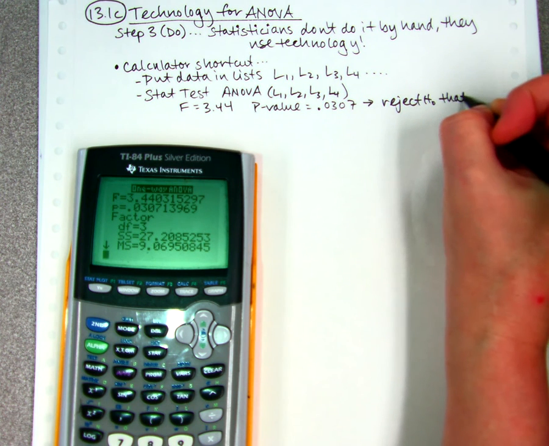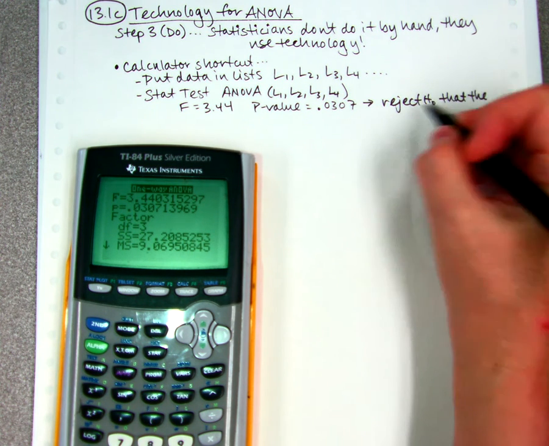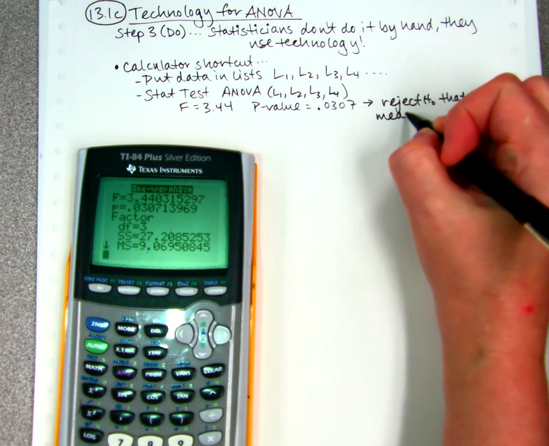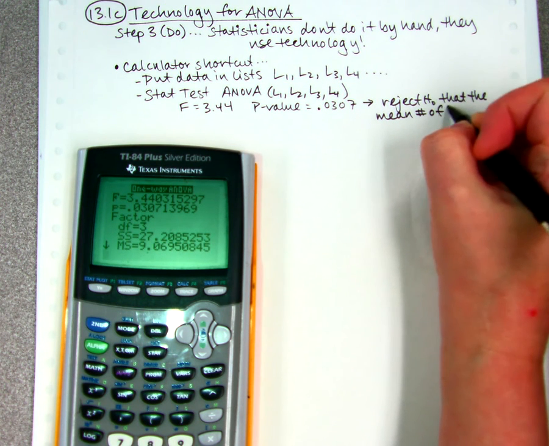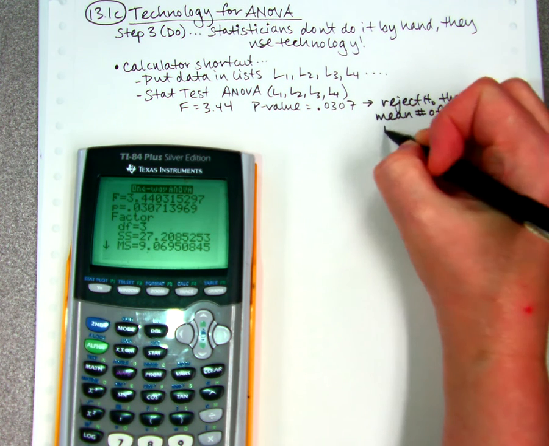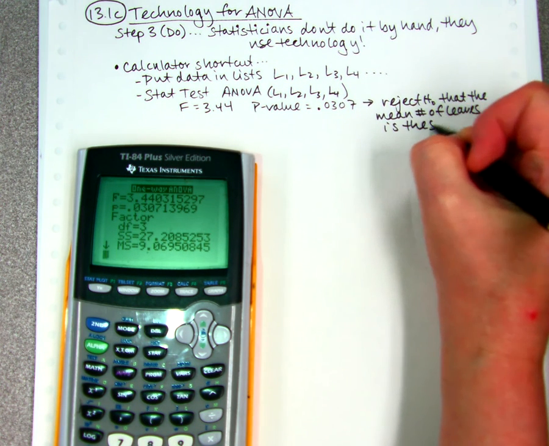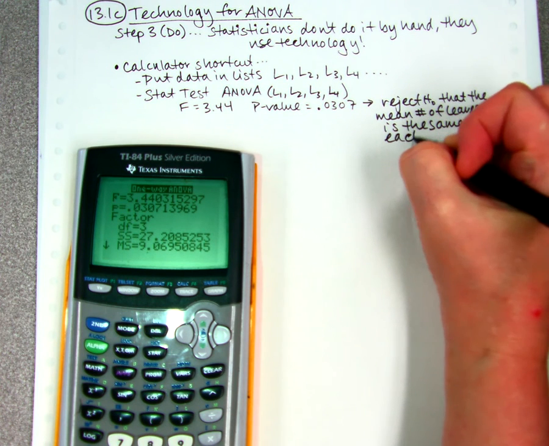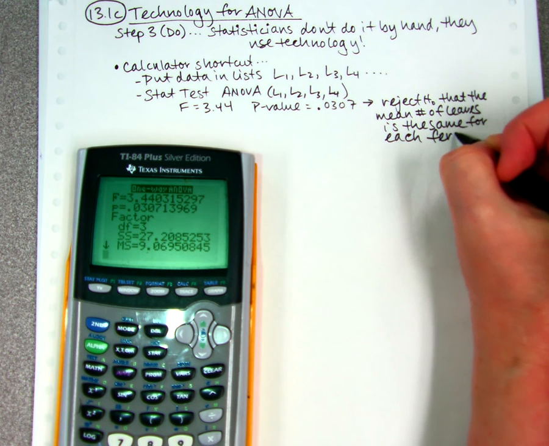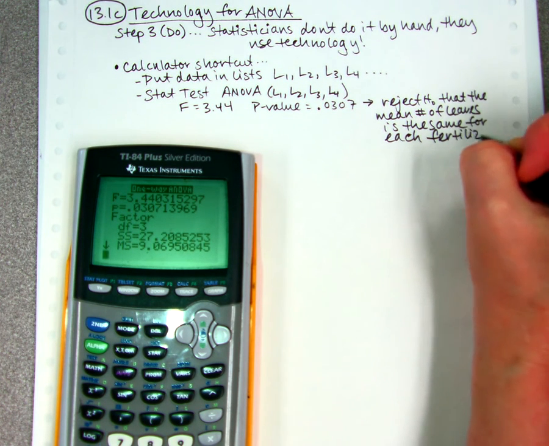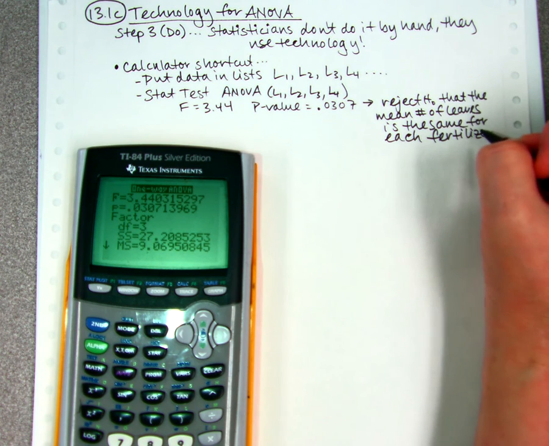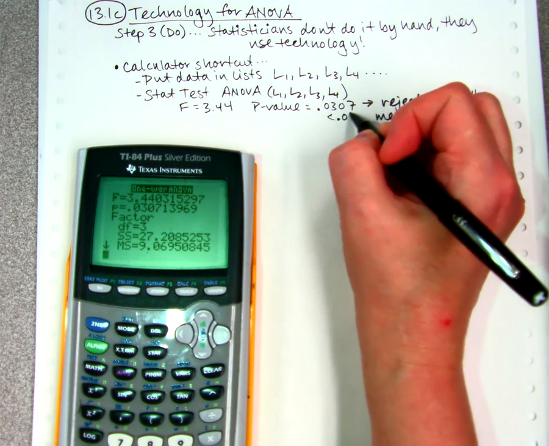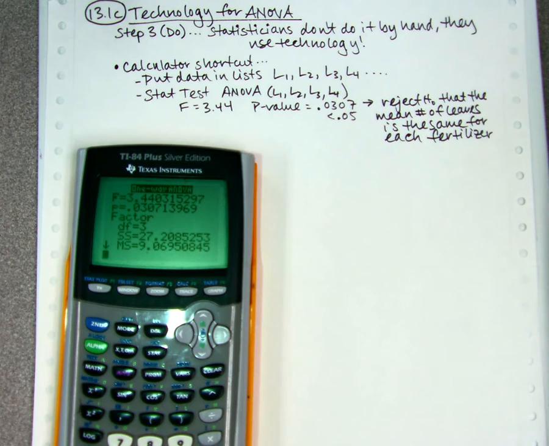I told you I wasn't going to spend a lot of time on Step 4. That the mean number of leaves is the same for fertilizer. I'm just going to do that just so that I have the end of that significance test. And of course you would say this because this p-value is less than 0.05. Yeah, that's the part that I feel like you already knew.